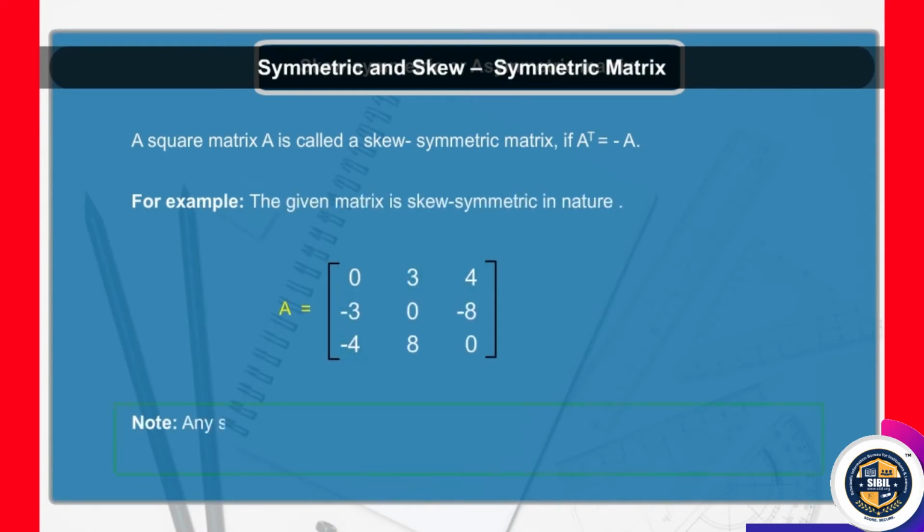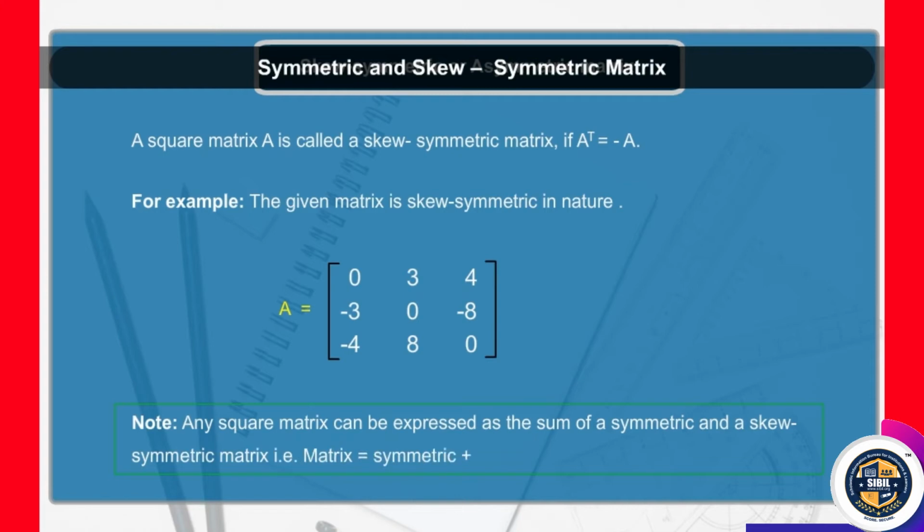Note, any square matrix can be expressed as the sum of a symmetric and a skew symmetric matrix, that is, a matrix is equal to symmetric plus skew symmetric.